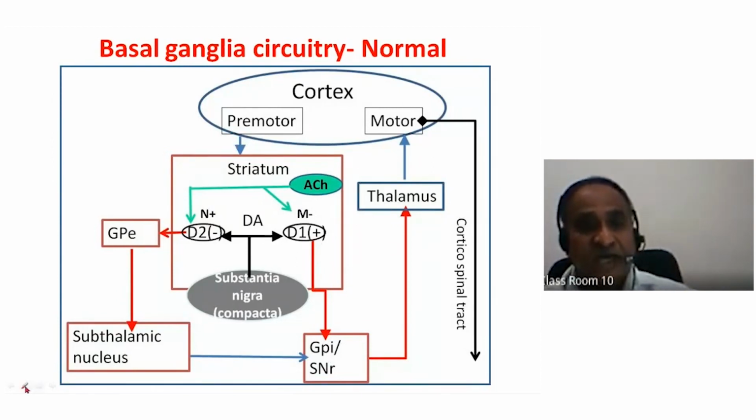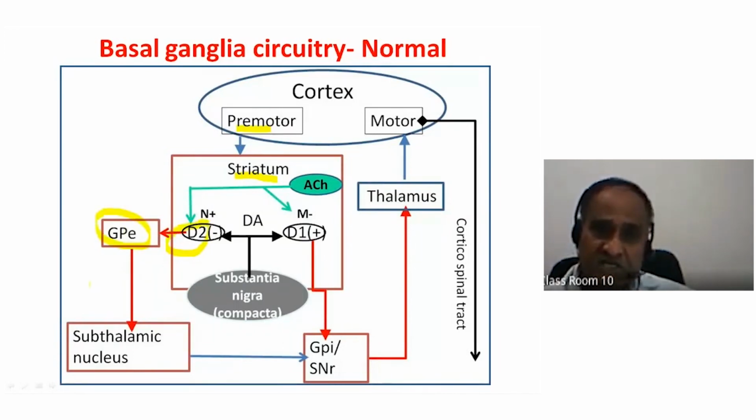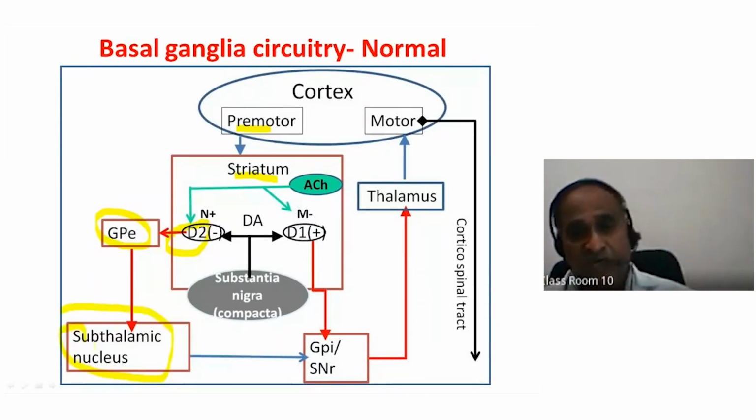Then we have another path that starts with the premotor cortex. Then it comes to the striatum. So here are the D2 receptors. Then comes the globus pallidus externa, and from the globus pallidus externa, it reaches the subthalamic nucleus, and the subthalamic nucleus talks to the globus pallidus interna or substantia nigra reticularis, and reaches the thalamus and motor cortex and subsequent structures.